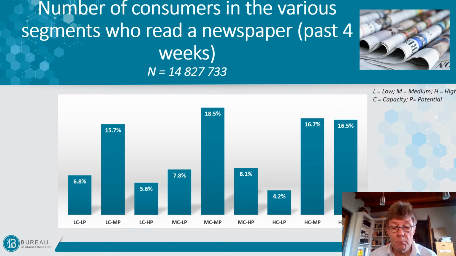Then just to apply the model to some trends. Firstly, on people reading a newspaper. What's fascinating in this regard is that you will notice that consumption capacity is not such a strong driver of reading a newspaper, but consumption potential is. Namely, medium potential here, high readers, medium potential there, and medium and high potential there, high readers, etc.